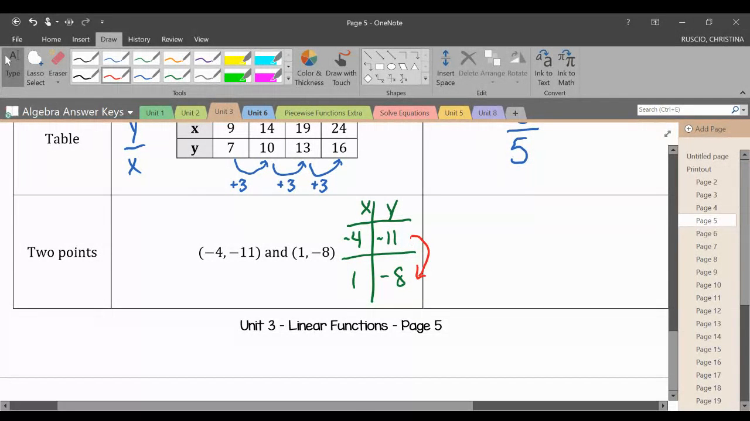So how did we get from -11 to -8? We added 3. And how did we get from -4 to +1? Well, we added 5. So in summary, we are going to do the same as we've done in the previous 3 examples. We're going to put our y change of 3 divided by our x change of 5.